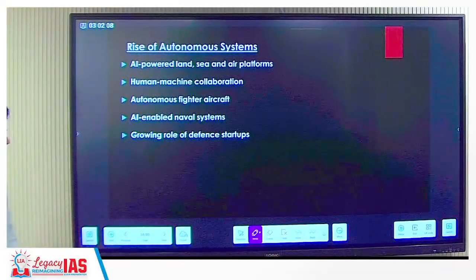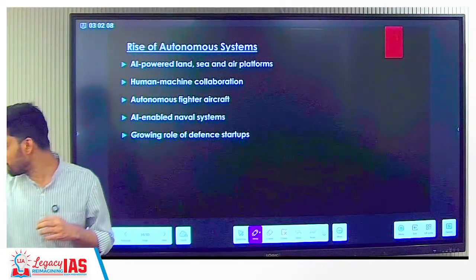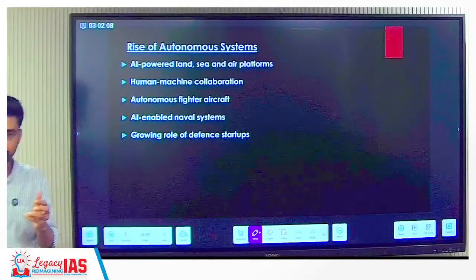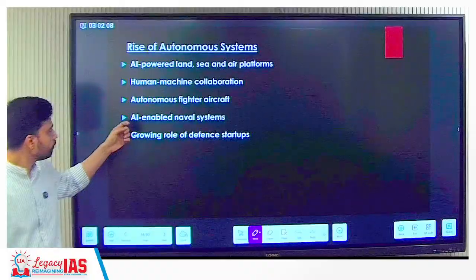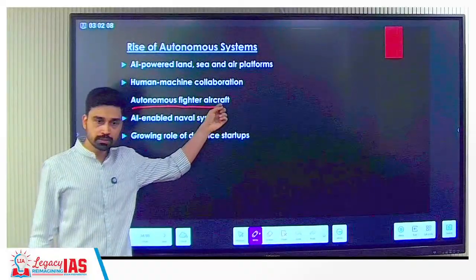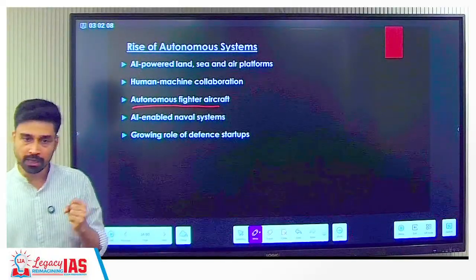Fighter aircraft also. Many people are saying that till now, even 5th generation fighter aircraft, the most advanced fighter aircraft that you create, are operated by whom? Humans. In the future, what would we see? Autonomous. That means the aircraft could operate itself. There is no need of any human pilot.